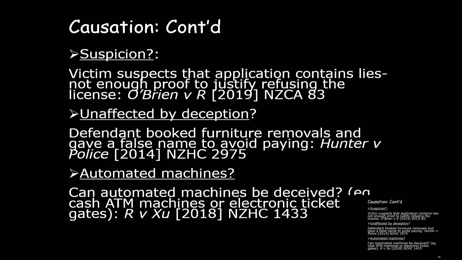How can you cause the obtaining, if there's no causal link between what you've done and the provision of the benefit? It would have happened anyway. The fact that you have provided a false representation makes no difference. It's pre-programmed to do whatever it does. So you can't actually deceive an automated machine.